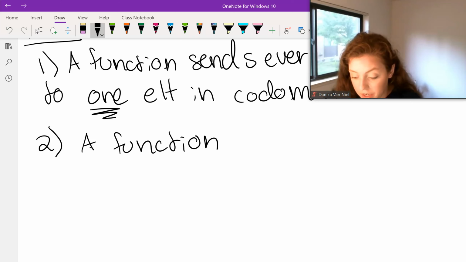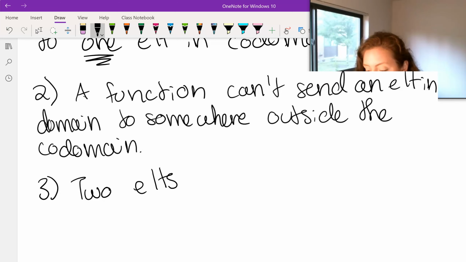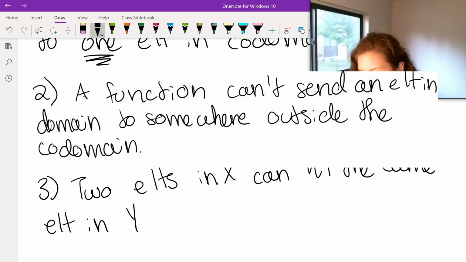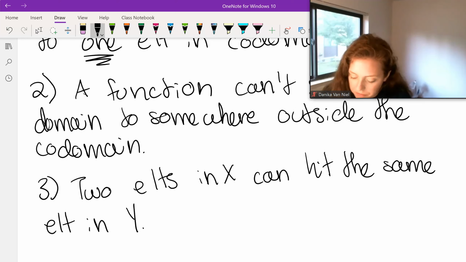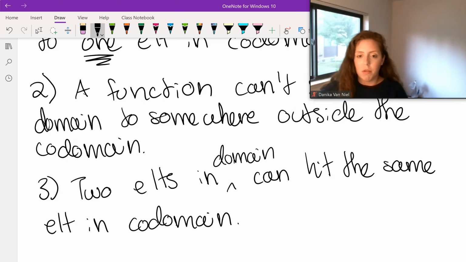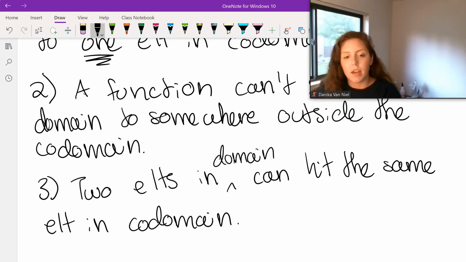That's basically what I'm saying here. I touched on this a second ago, but two elements in x can hit the same element in y. So what I mean by that is domain and codomain. Sorry, I know I don't always use the best English, but it's getting to the point.